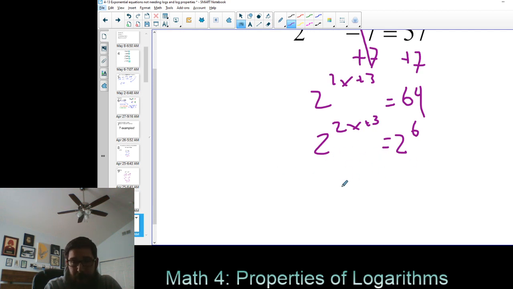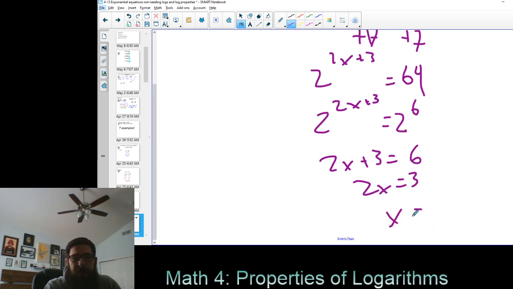Since the bases now match, I have 2 to the something equals 2 to the something. I can ignore them and just go with 2x plus 3 equals 6. If I subtract the 3 from both sides, I get 2x equals 3. And this might start to look a little familiar now. We're going to get x again is 3 halves. Divide both sides by 2.